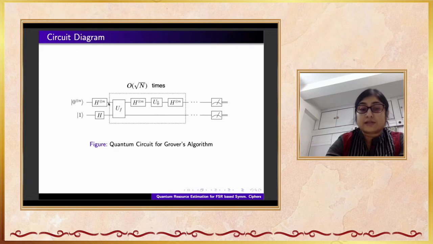This n plus 1 many registers will go through this UF. UF outputs here n many registers and here y XOR f(x). This first n many registers will go through n number of Hadamard gates, then UO bar and n number of Hadamard gates, and this portion will be repeated root n many times. Due to this iteration, the amplitude of the targeted element will be amplified, and that is why when finally we measure this first n many registers, with a very high probability we will get the targeted element.